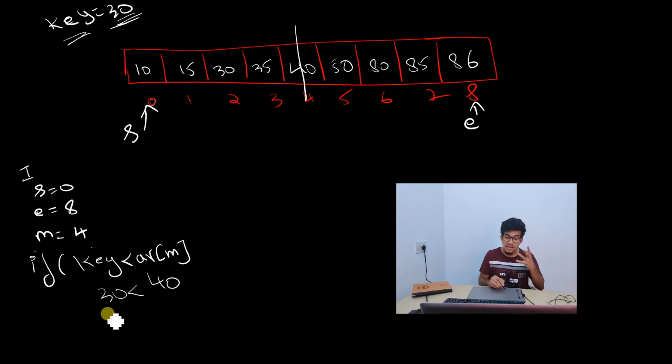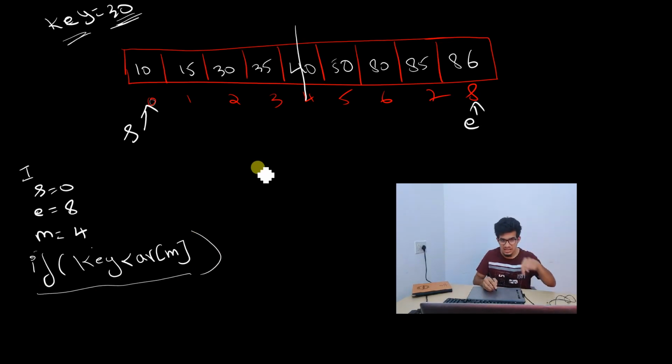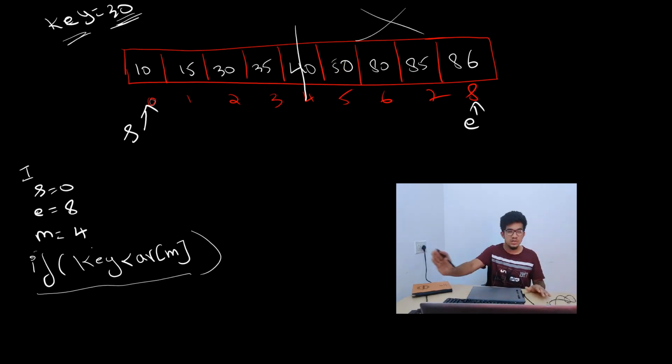I am checking whether the key, what I have to find, is less than the mid element or greater than the mid element. If it is less than the mid element, yes, in this case it is less than the mid element. Then what do we have to do? I have to tell it, don't search here at all. Don't waste your time searching there, because 30 is present before 40, not after 40. So in that case, end, whatever is here, has to be shifted here.